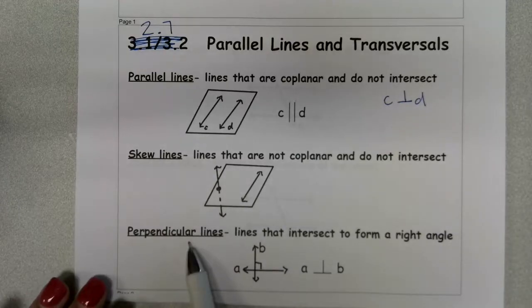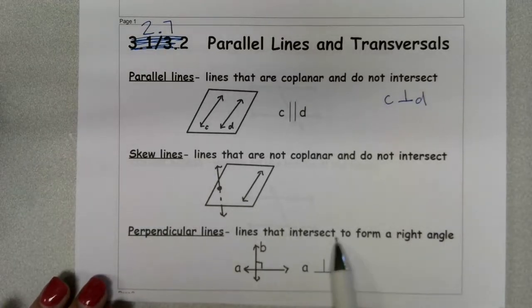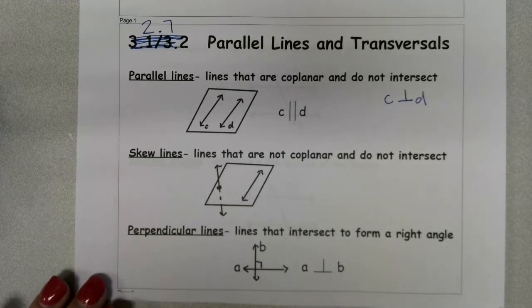Okay, and then perpendicular lines, we know that those are lines that form right angles. Like I showed you above, there's your little symbol for perpendicular. Intersecting lines that are perpendicular form 4 90-degree angles. So there's a 90 there, but that means all the other angles around are going to be 90. All right, flip over.